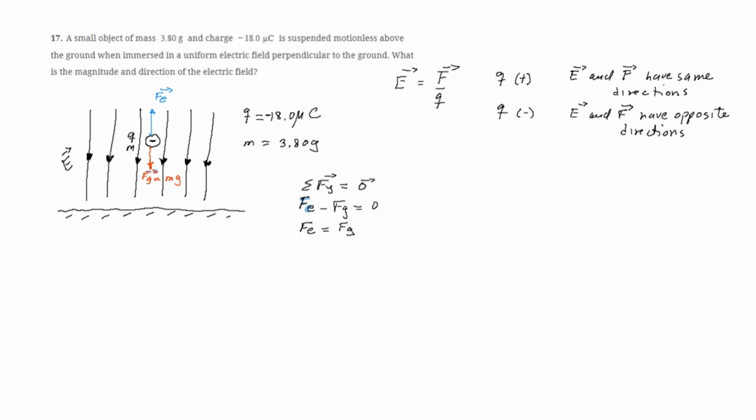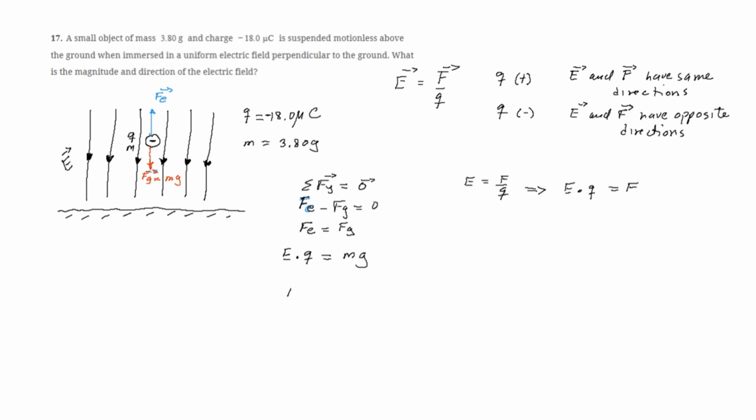if we said that electric field is force over the charge of the particle, then the force would be the field times the charge of the particle. So we'll substitute this electric force by electric field times the particle charge, and I will substitute the force of gravity by mass times gravity. What I want to do is to calculate the electric field, so we just solve for the electric field.